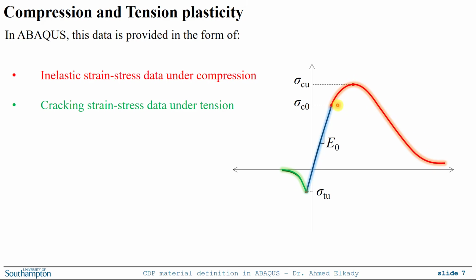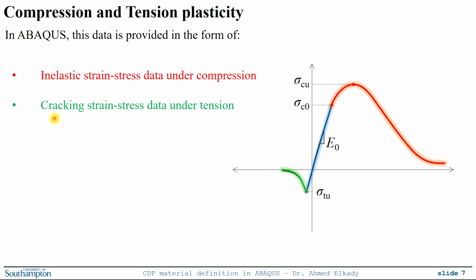And of course, if you are familiar with the definition of steel, for instance, you always start from the yielding point at strain equal to 0. So you define everything starting from this point. So this is the plastic strain equal to 0, or the inelastic strain equal to 0, and then it goes to higher inelastic strain.